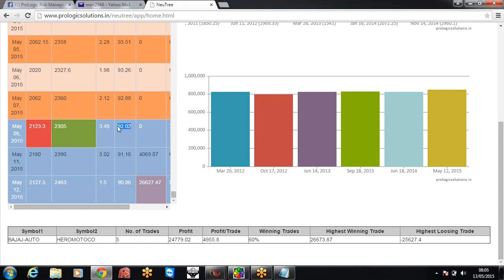92% is the correlation. You can see the next day, the 11th, 4,000 rupees was a profit, and yesterday it closed at 26,000 rupees profit. And the trade is not closed still. We still have another 5.5%. In case it comes down another 0.5%, this particular trade might go beyond 30,000 rupees profit. So this is Bajaj Auto and Hero Moto.